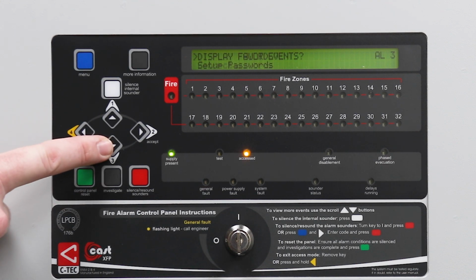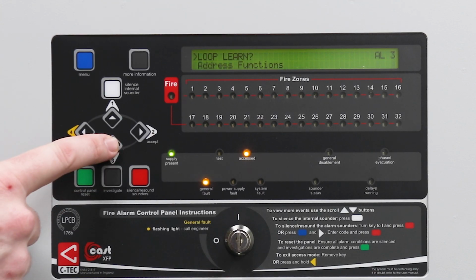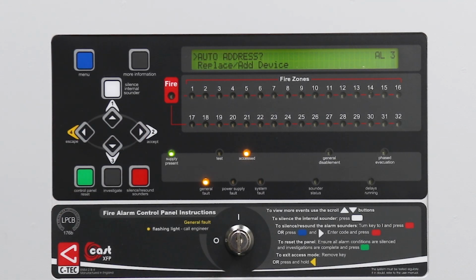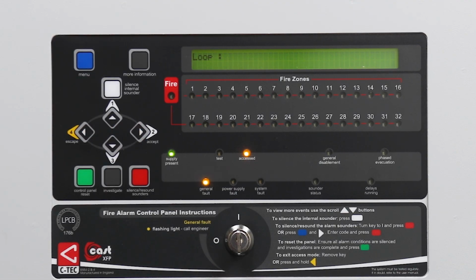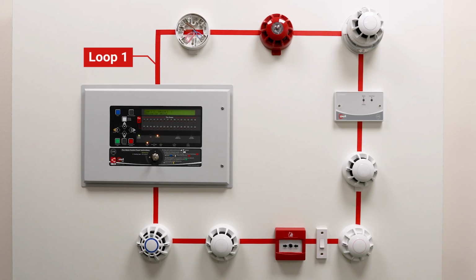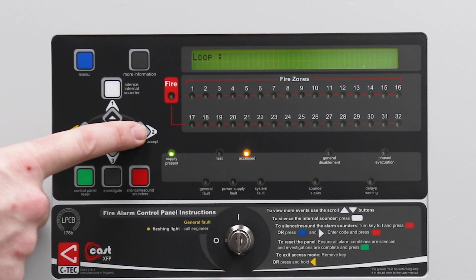Once in access level 3, scroll down to commissioning functions, press accept. Then scroll down to address functions and press accept again. Scroll down to replace/add device and press accept. Next, select the loop, in our case loop 1, and press accept.